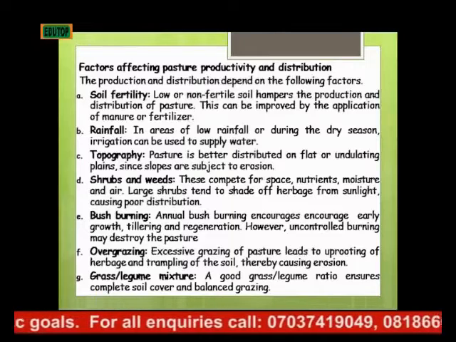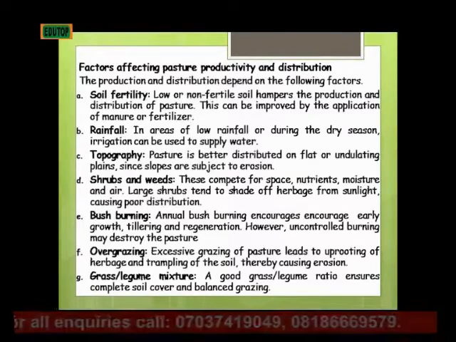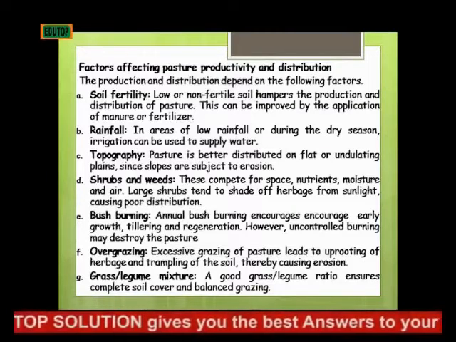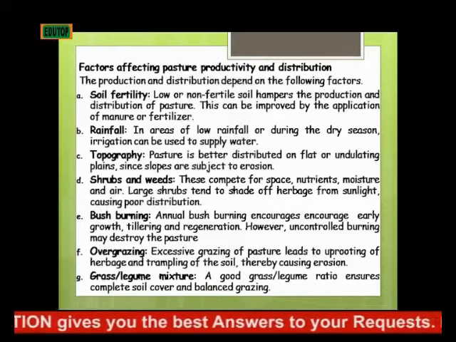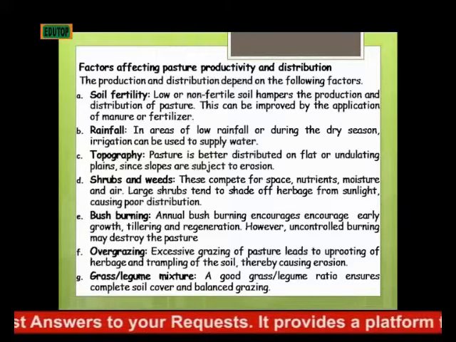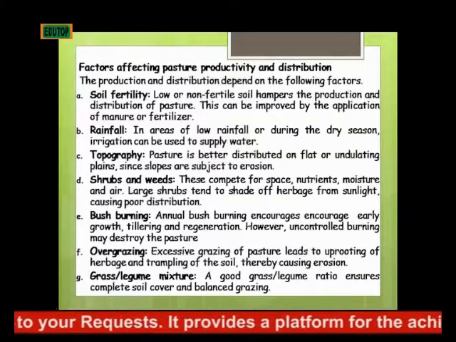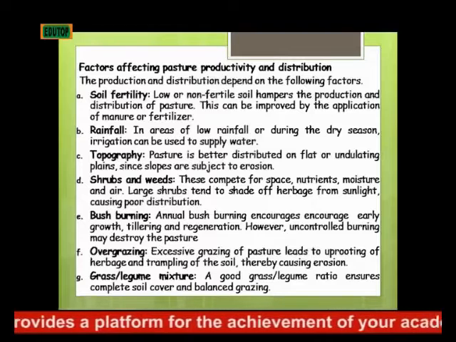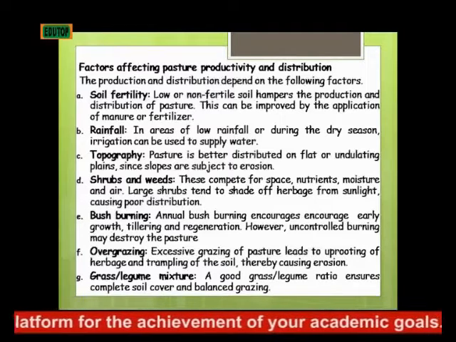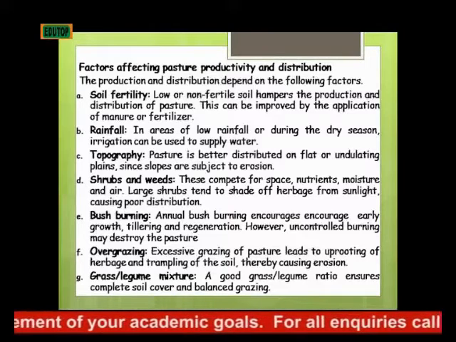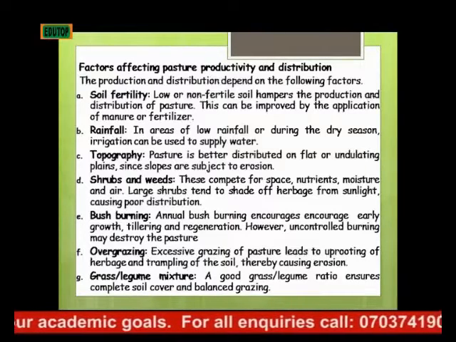Then the shrubs and weeds. These compete for space, nutrients, moisture, and air in the soil, or air in general. Large shrubs tend to shade off herbage from sunlight, causing poor distribution. That is, if you have shrubs and weeds on the pasture, the production and distribution will be hampered, that is, reduced. So, in order to correct this, we have to clear the shrubs and the weeds.